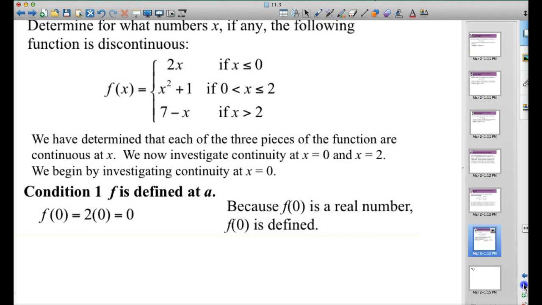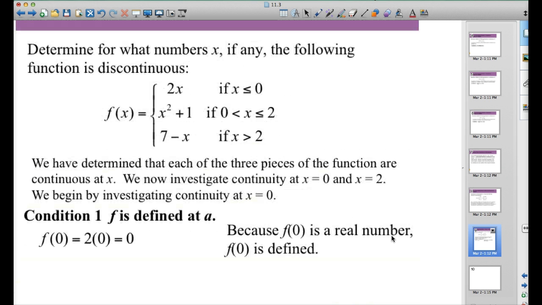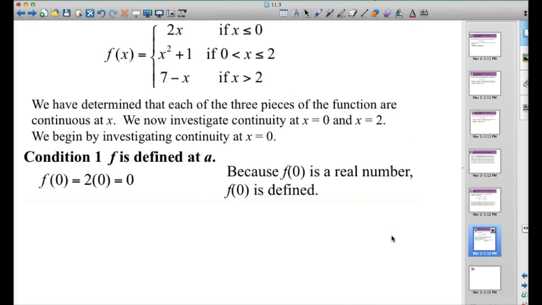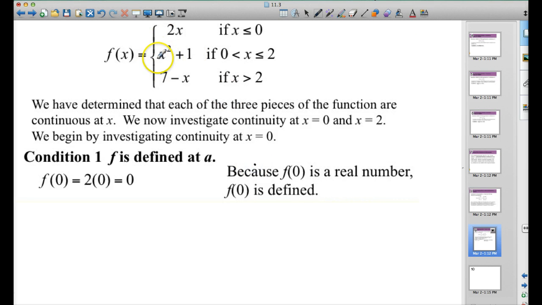Now, where is it continuous? That's the good question. So let's look at some other things. We plug in 0 into this equation right here. We would say that 0 squared plus 1 is 1. So if we're graphing this function, the one function at 0 would be 0, and the other function would be up here. So therefore, at 0, there's a discontinuity.